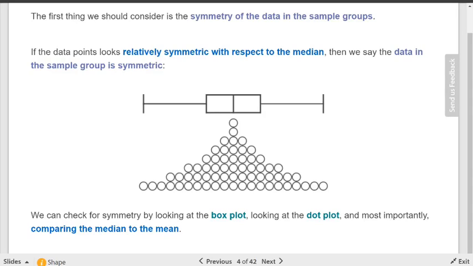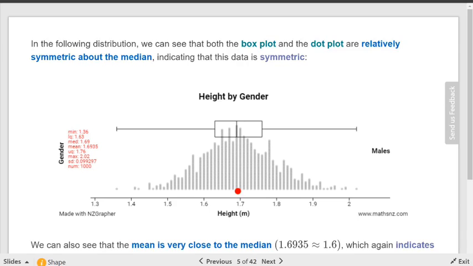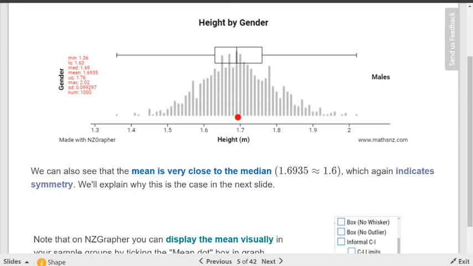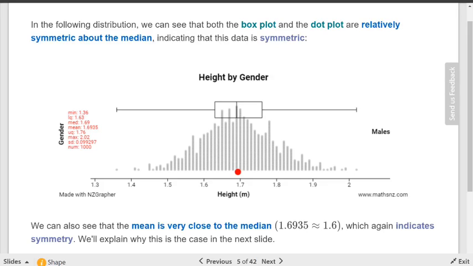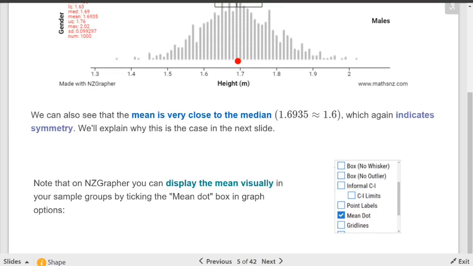When you're checking to choose if data is symmetrical or not, you're going to be comparing 2 things. And those things are the median and the mean. Right? So we're going to learn how to compare those so that you can write a statement to determine if something is symmetrical or not. Okay? So here you go. When you're working with NZ Grapher, this came straight from NZ Grapher, you have the mean and the median in the summary statistics, but you can also check a box when you create your graph that will put a dot on the mean, right? So it just literally says mean dot.